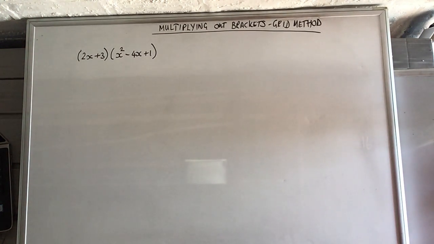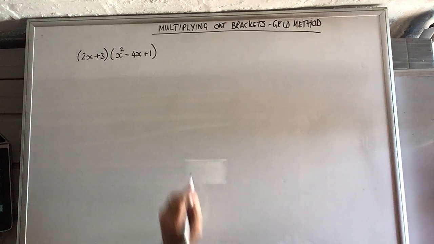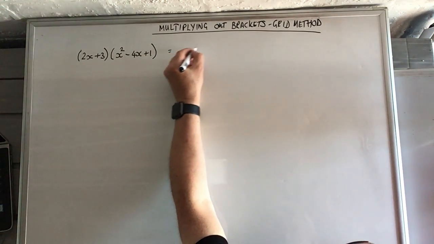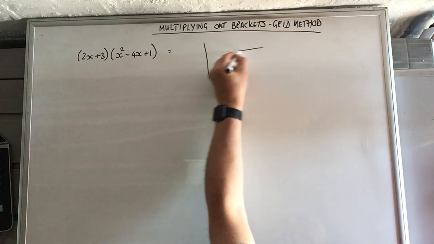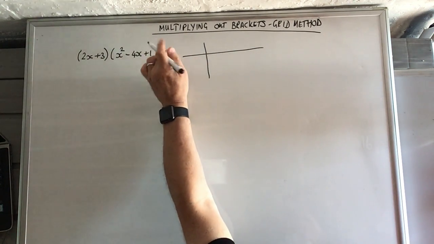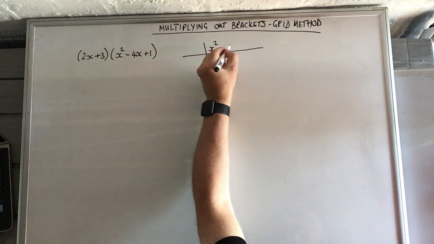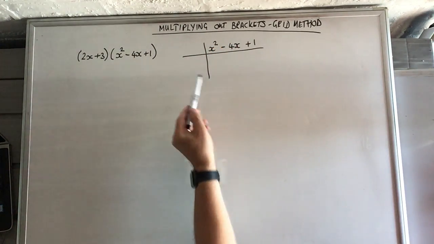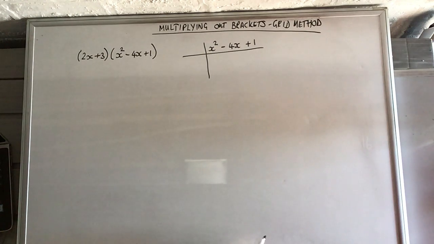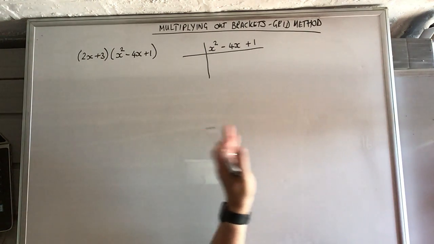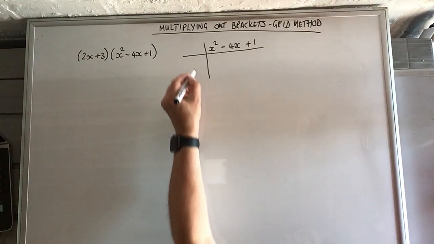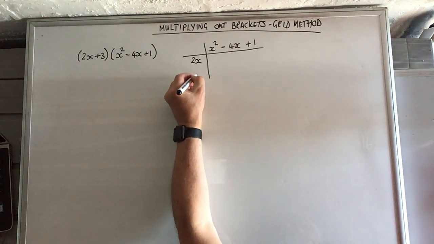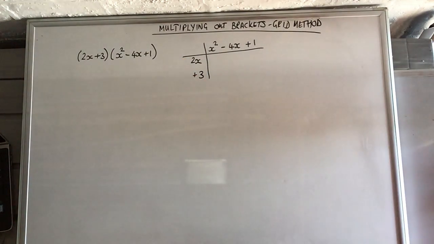So to multiply out double brackets, we use the grid method. Just to keep it nice and simple, the one with the 3 terms, we're going to put along the top. So draw our grid, and we've got x squared minus 4x plus 1. It doesn't matter, we could have put that down the side, but it's tidier to have the longer bracket along the top. It just makes it a wee bit neater. And the first bracket, 2x plus 3, down here.